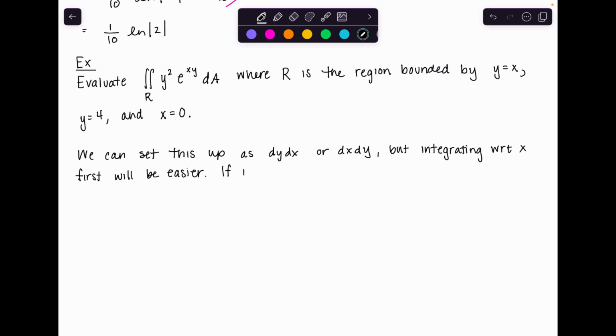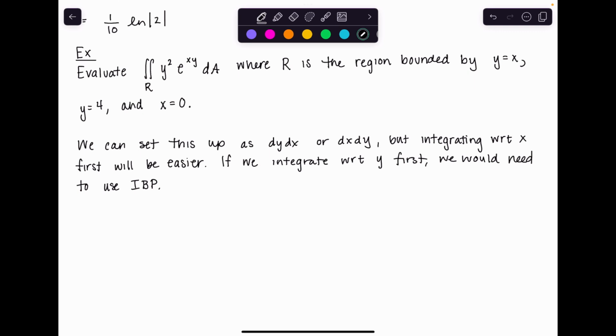If we integrate with respect to y, we would need to use integration by parts, and I would prefer to avoid that. All right, so we're sitting a lot better.